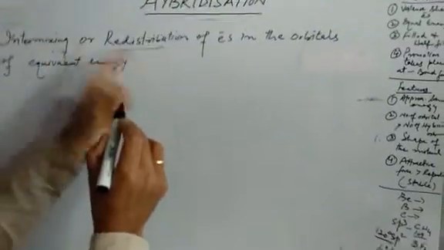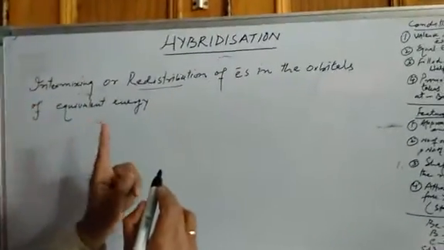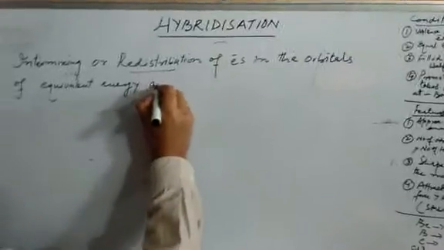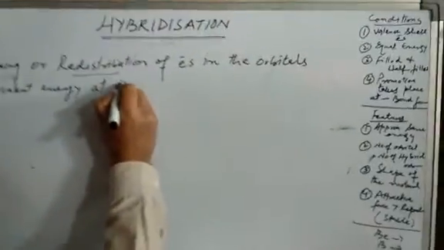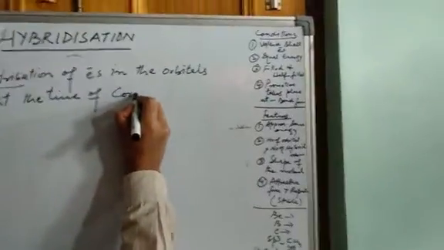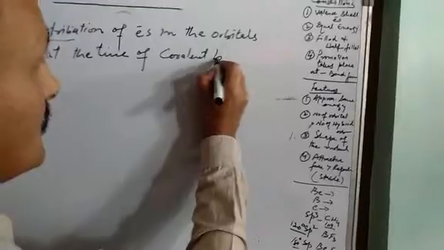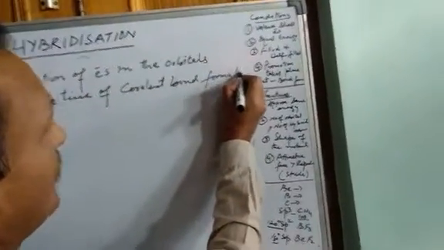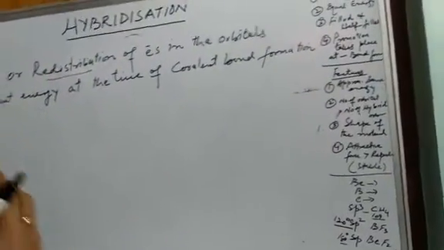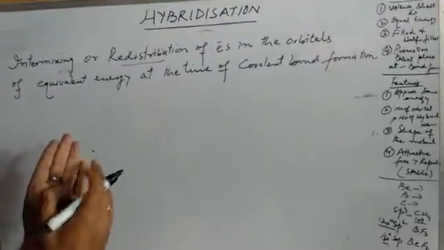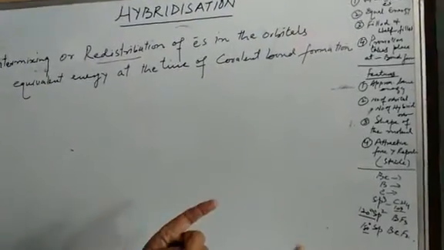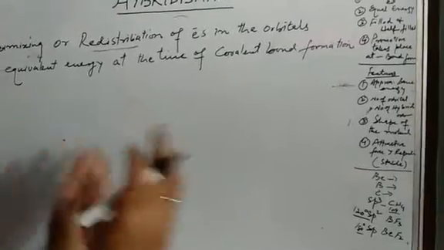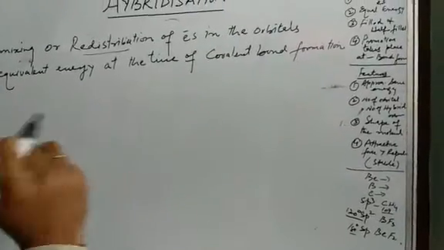But they redistribute or intermix electrons at the time of bond formation, not before the bond formation. And which bond formation here? Covalent bond formation. So how is a covalent bond formed? Covalent bond is formed by overlapping of atomic orbitals, when half-filled atomic orbitals of one atom overlap with half-filled atomic orbitals of another. Both should be half-filled, only then your bond will be formed.